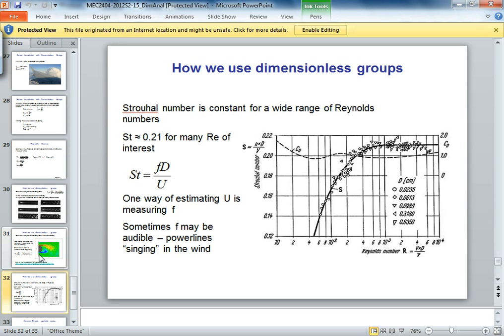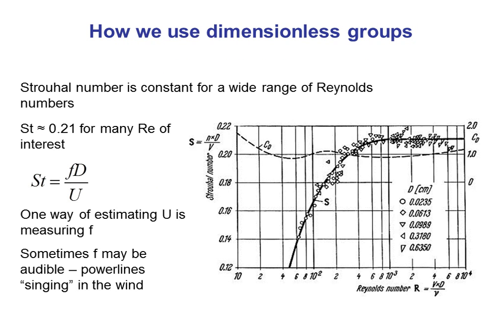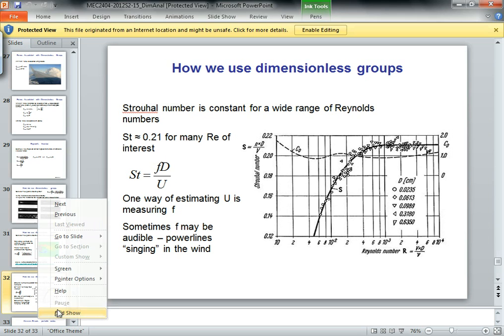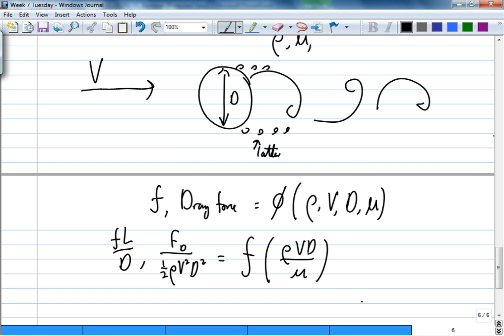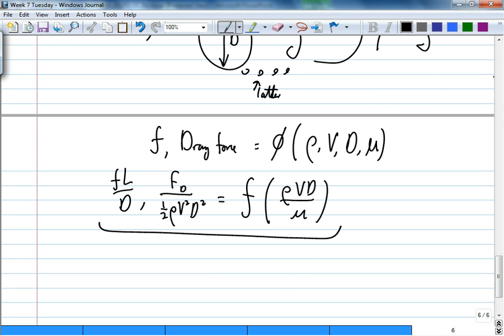Alright, and show. Now I can get this on. So I told you what the parameters were. Just now I showed you where the parameters were. This is the problem.